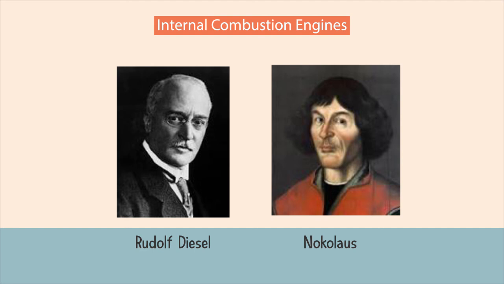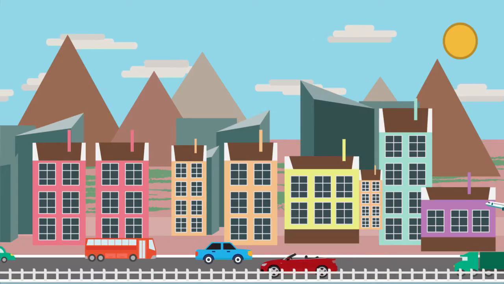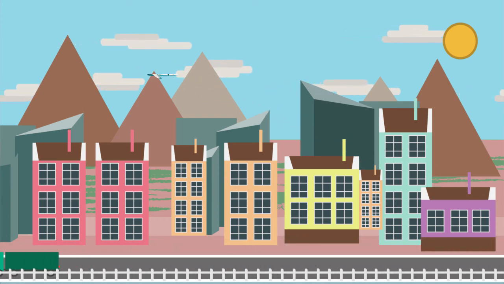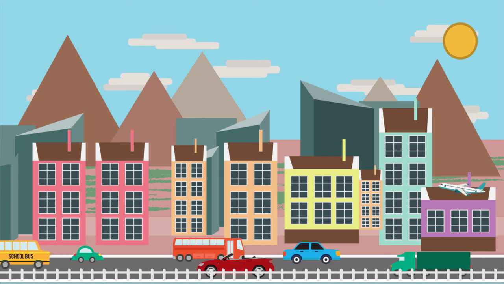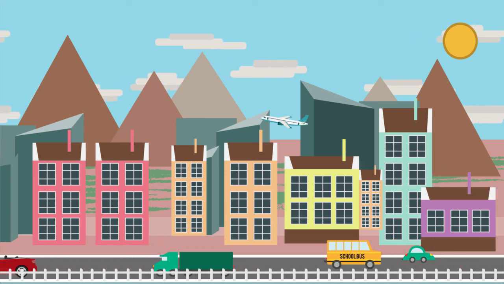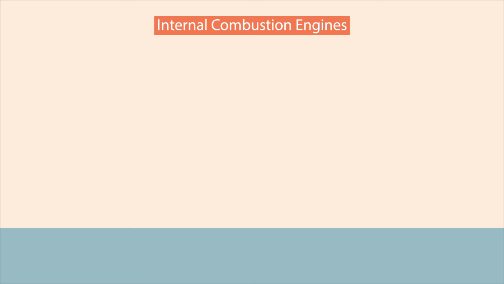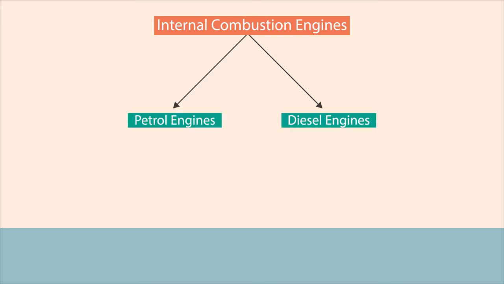Today, internal combustion engines are used in all transport vehicles, scooters, cars, buses, lorries, and trains. All these vehicles work using internal combustion engines. Depending upon the fuel used, internal combustion engines are of two types. They are petrol engine and diesel engine.